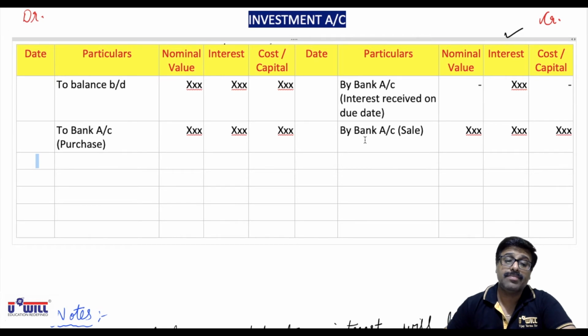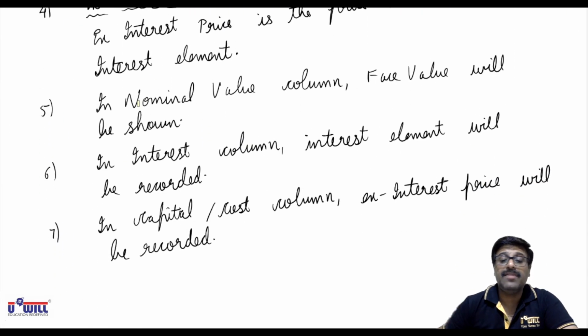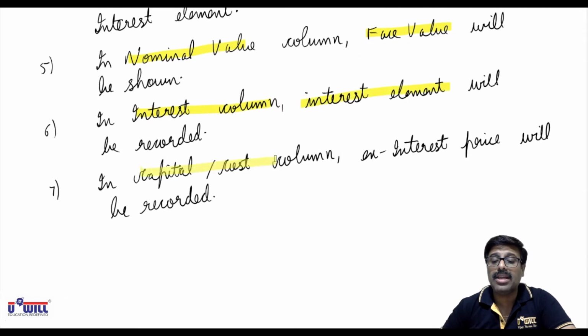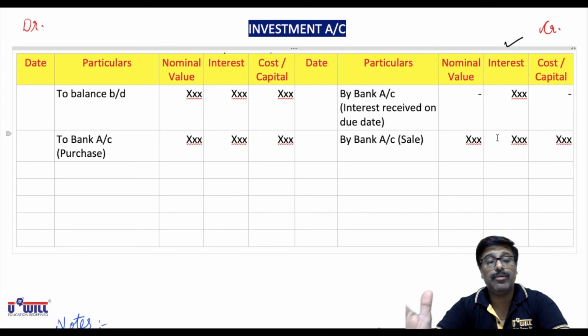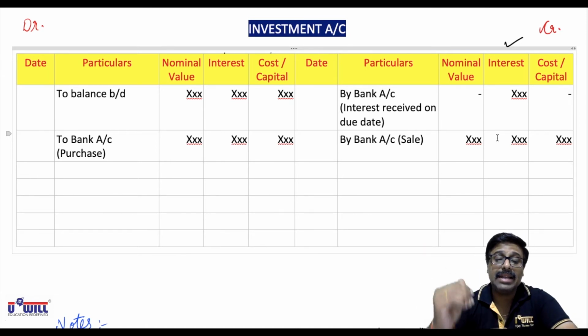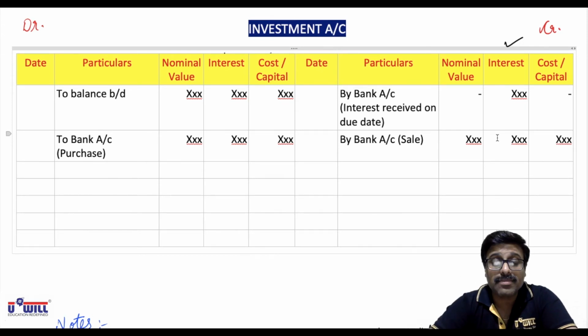Same 3 points. Okay. Nominal value column we will record the face value. Interest column we will record the interest element, and capital or cost column we will record the X interest price. At the time of purchase also and at the time of sale also same details are to be followed. Now if you sell the investments, either you will sell it at profit or you will sell it at loss.